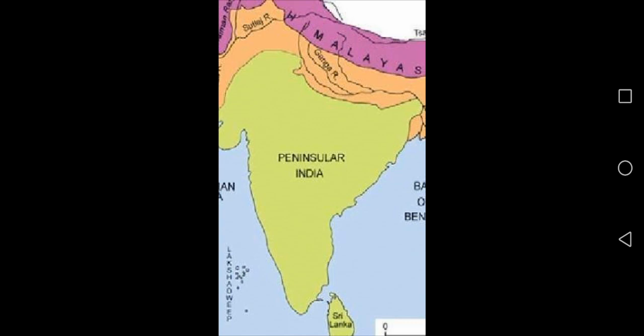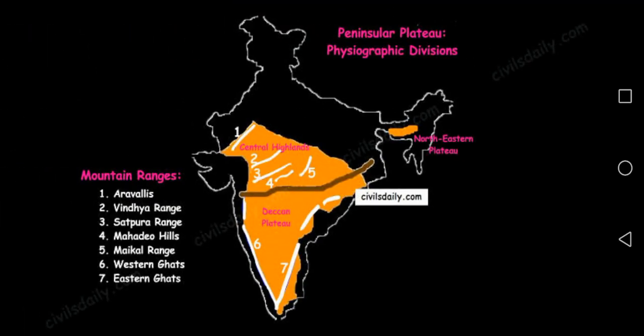The Peninsular Plateau is the tableland formed due to the breaking and drifting of Gondwana land. Gondwana land, as I discussed already, is a very old part of the world. There were two giant land masses, Angara land and Gondwana land. So some continents are part of Gondwana land.